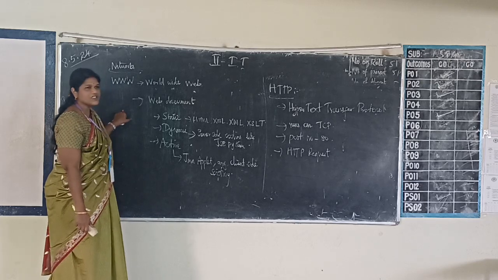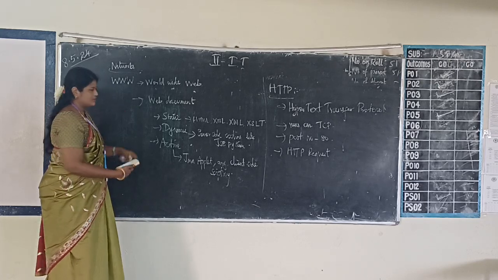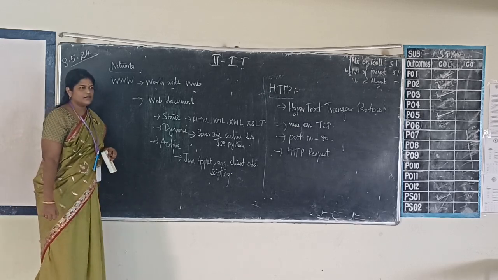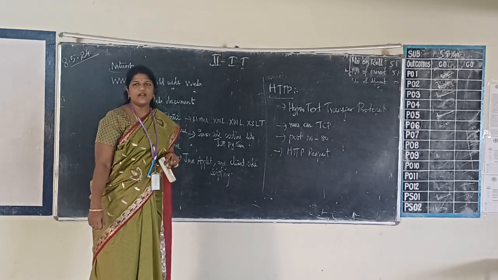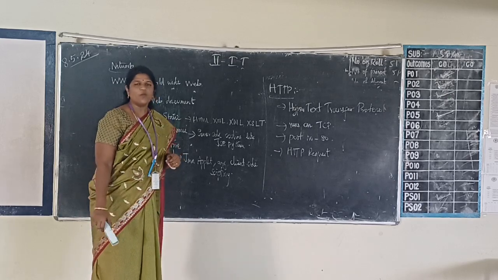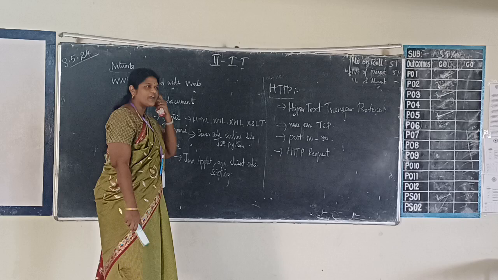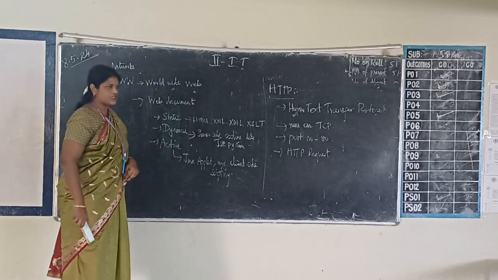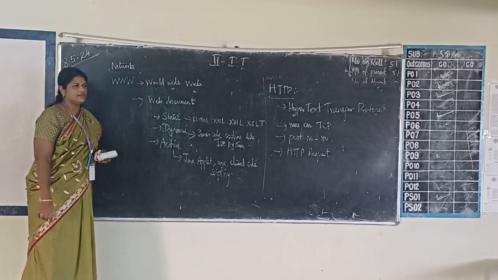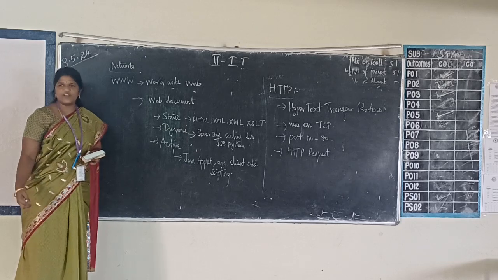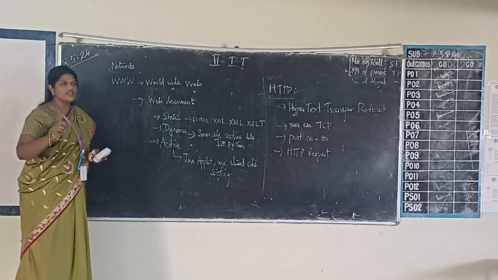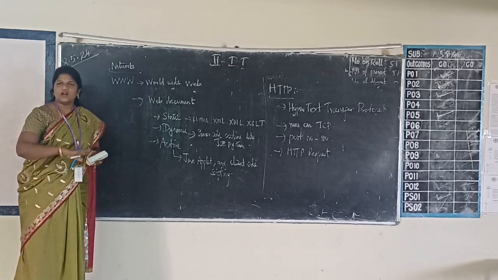Then what is the URL? Uniform resource locator. This is to uniquely identify a resource on the web, on the internet. So can you say any commonly used URL? Every day we are searching Google. So www.google.com is the name of the Google server, right? So then what is that?